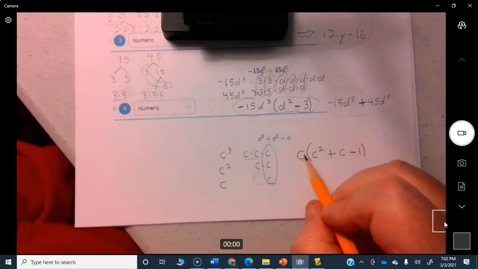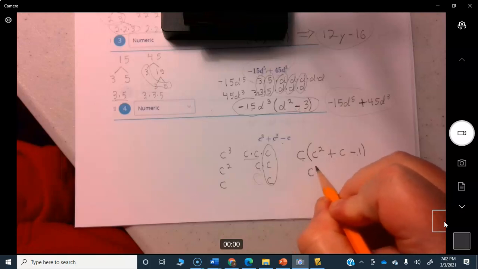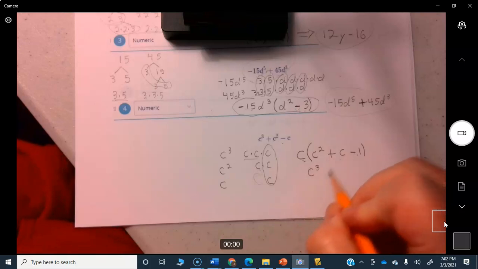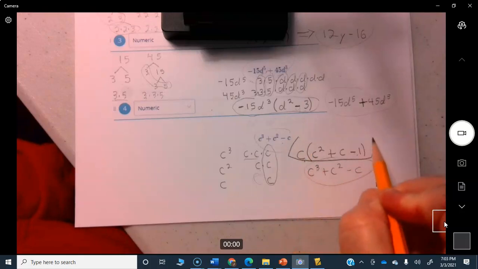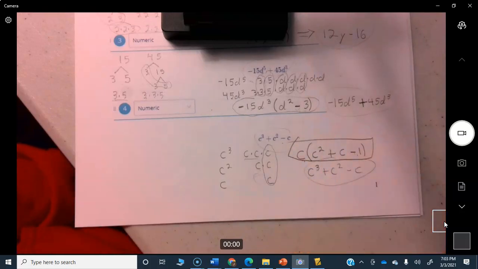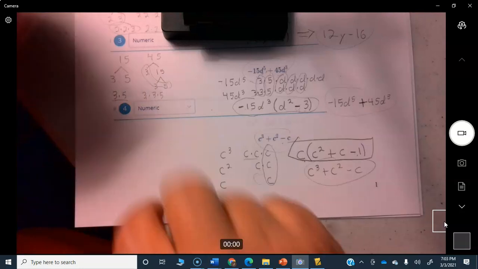So again, let's distribute to check. C times c squared is c to the third. C times c is c squared. And c times negative 1 is negative c. And that is the same thing as that. So this is your answer right here. That's your answer. Okay, that's the factored form. All right, let's keep going.